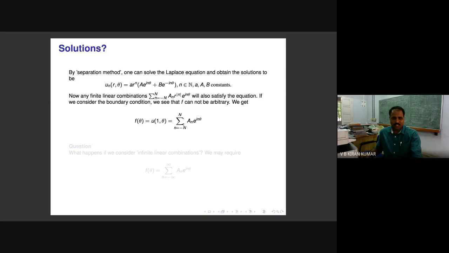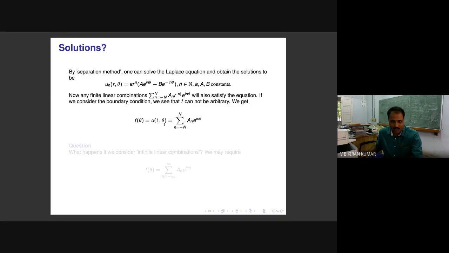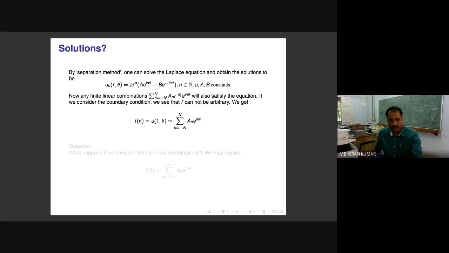So now again we ask the same question. Okay. So now this tells you something more. Actually, this tells you that the boundary values f theta need not be arbitrary because it is constrained by this condition. And the right hand side, you know that you have a periodicity here. So f has to satisfy something like that. Okay, it cannot be arbitrary.